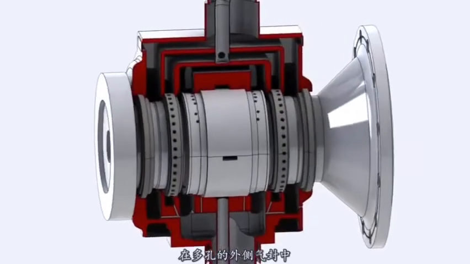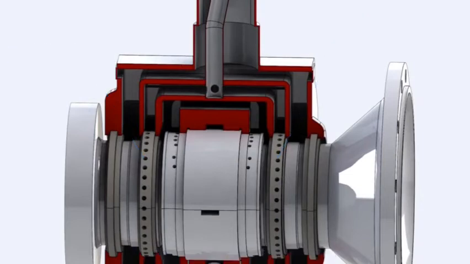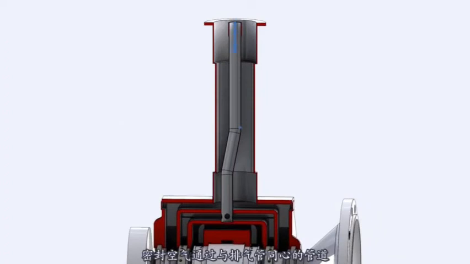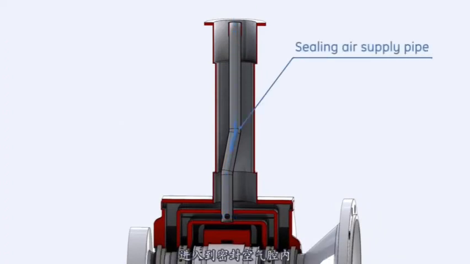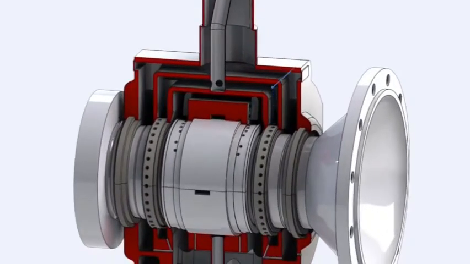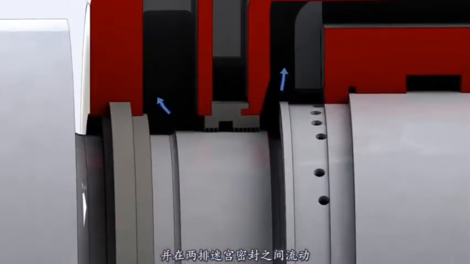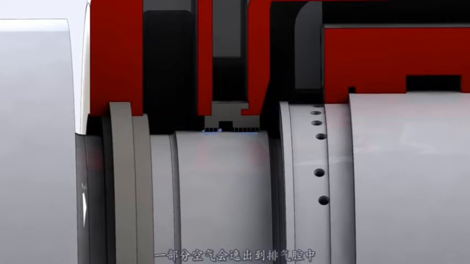Inboard of the outer air seals, two pressurized labyrinth seals are located for lubricant control. Sealing air supplied through a pipe concentric with the vent pipe fills the sealing air cavity, and flows between the two rows of each of the labyrinth seals. Some air escapes to the vented cavity, and the remaining returns with the lube oil.